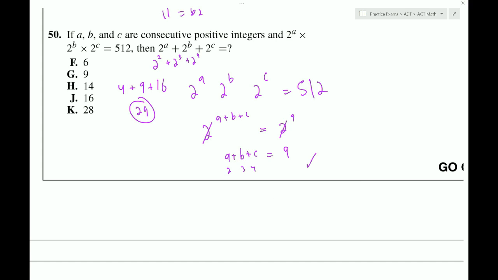Consecutive positive integers. So the 2, 3, and 4. 2 squared. Oh, 2 to the 3rd is 8, not 9. Whoops. So that would be 28, right?